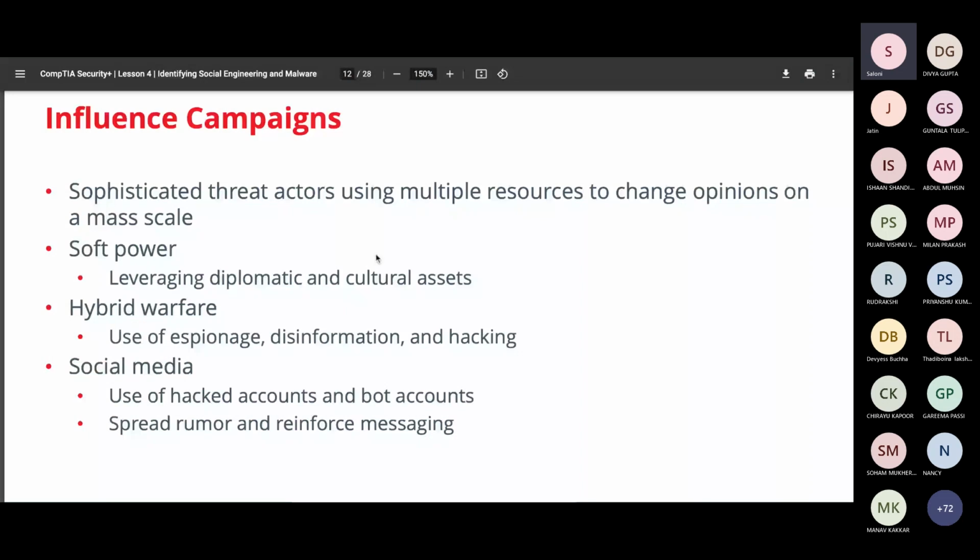Then we have social media. कैंपेन्स का तो मेन पार्ट सोशल मीडिया पे ही ज्यादा रहता है ना. Use of hacked accounts, bot accounts, they spread rumors, reinforce some kind of messaging. So this is basically diplomatic activity. Election meddling होती है जो meddling by foreign security services. They have a very long history and well established tactics. Modern campaigns में क्या होता है?